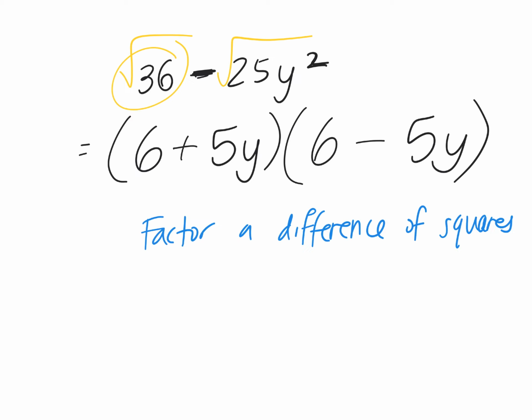36. That's on your exam. Hold on. Okay, so square root of 36 is 6. Square root of 25 is 5. Square root of y squared is y. A positive and a negative will always result in a negative, so that's how you would factor that.